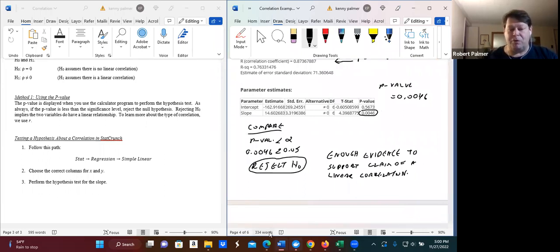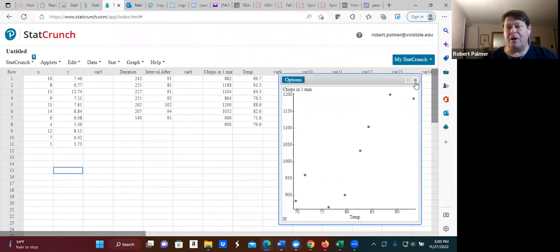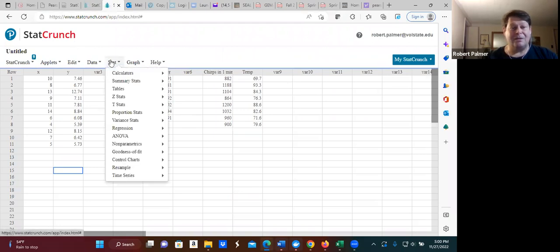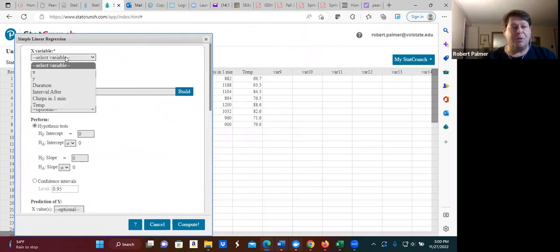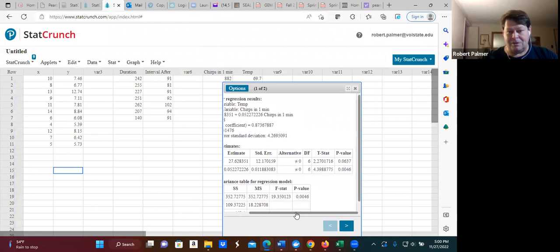Let me go back and do one more thing before we wrap up. Let's take a look at this again. What if we had done our test the other way around? Let's go to stat, regression, simple linear. And then instead, we chose the chirps in 1 minute as X, and the Y value is temp. What would happen then? Well, you get exactly the same values, exactly the same correlation, exactly the same p-value. So that really doesn't matter.